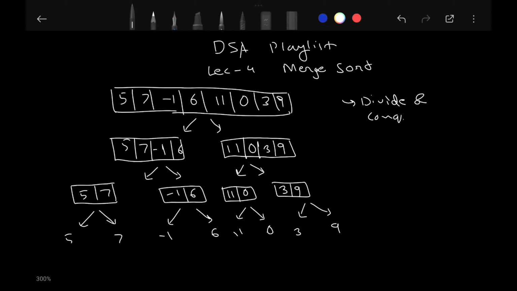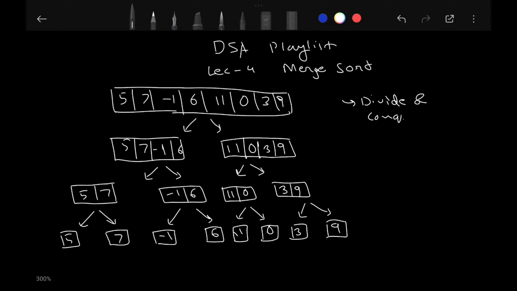Now, after we are left with only single elements, we perform merge. From here, we don't divide the array further because we only have single elements. Now we merge the array. While merging, we need to keep in mind that the merging happens in sorted order, meaning the elements are put in sorted order. How? Let's see. 5 and 7, while merging, will give 5, 7 because 5 is smaller than 7.